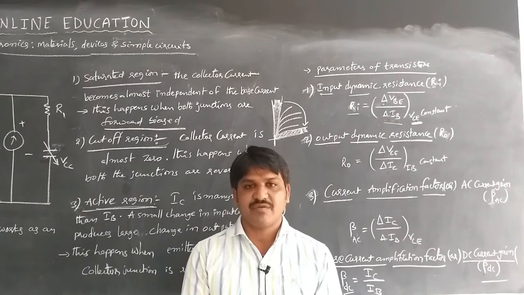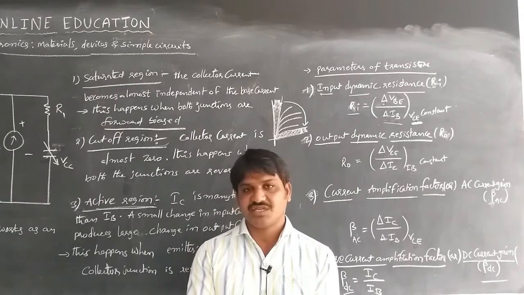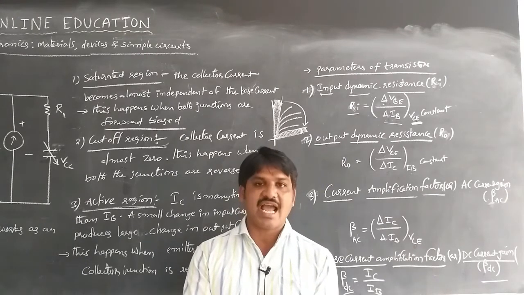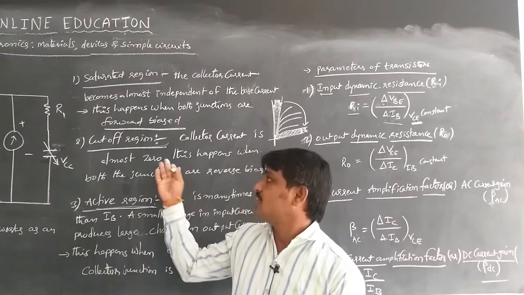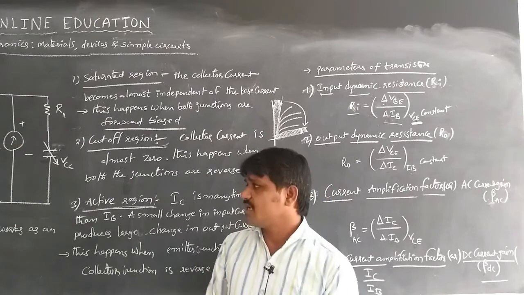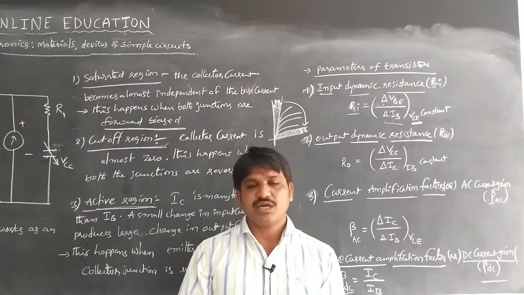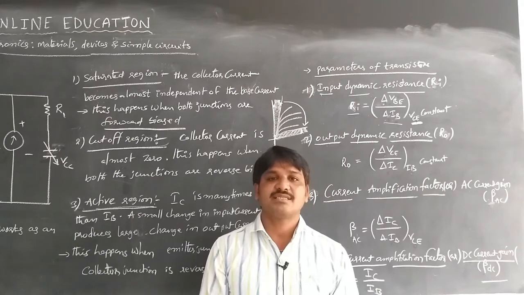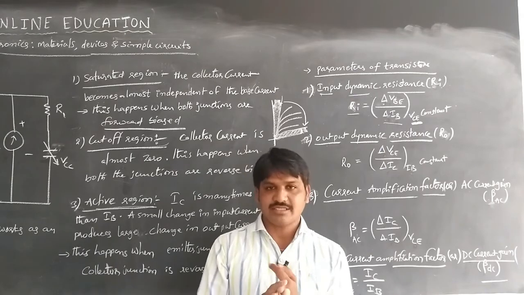The regions that can be formed are the saturated region, cutoff region, and active region. Whenever the transistor is operated in the active region, it acts as an amplifier, and when it operates in the cutoff and saturated regions, it acts as a switch and oscillator also. This is about common emitter transistor characteristics. Next we are going to discuss the transistor as a device, like a switch, amplifier and oscillator.